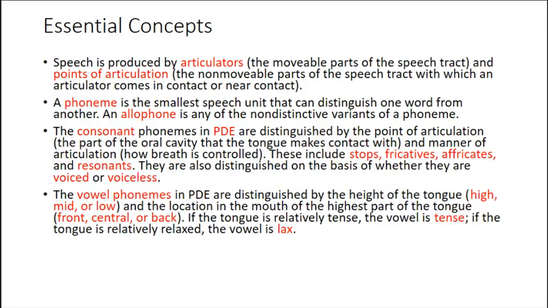So finally, let's just review the essential concepts of phonology that are important for what you need to know in thinking about sounds in English and the history of language and how they change. Speech is produced by articulators, the movable part of the speech tract, and points of articulation, the non-movable part of the speech tract with which an articulator comes into contact or near contact. A phoneme is the smallest speech unit that can distinguish one word from another, cat from cap. An allophone is any of the non-distinctive variants of a phoneme.